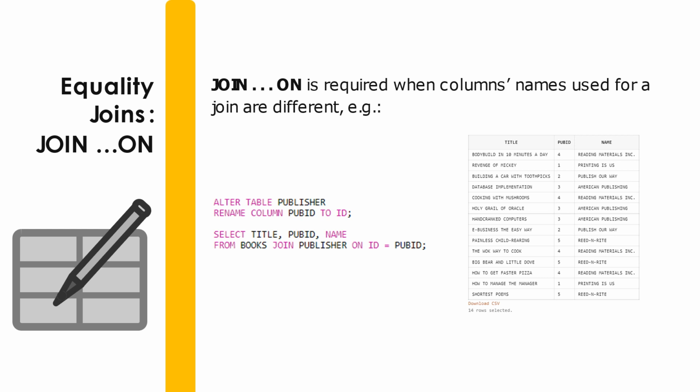If the column names are not the same, we can instead use join on. In the join on, as we can see, we first alter the publisher table and rename the column pub ID to ID. And then in our select statement, we join books table with the publisher table on ID equals to pub ID. Again, we just alter the publisher table first so that we can demonstrate the use of join on.